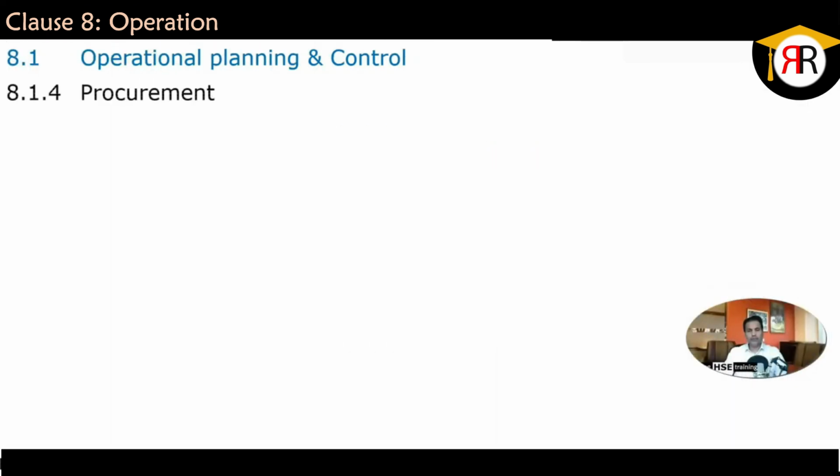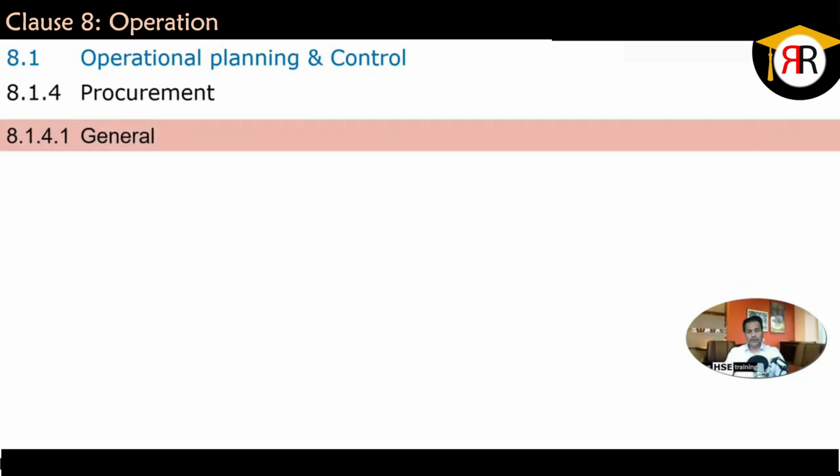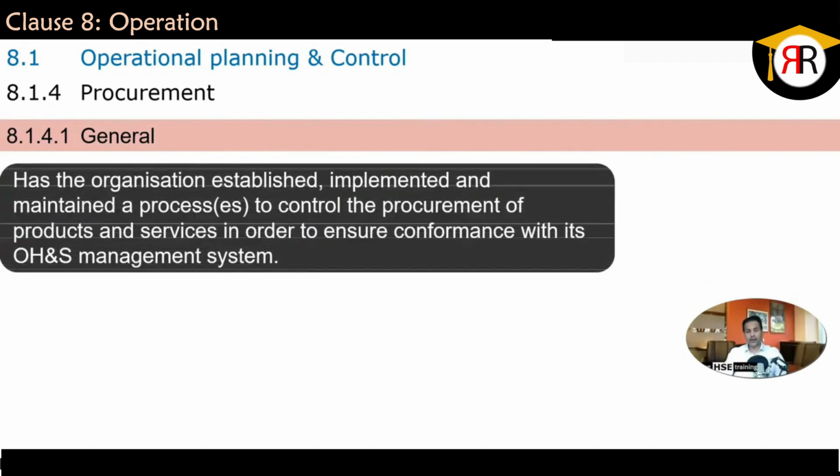8.1 is operational planning and control, and 8.1.4 is about procurement. Another subsection is 8.1.4.1 for general, where it asks, has the organisation established, implemented and maintained a process or processes to control procurement of products and services in order to ensure conformance with the management system?